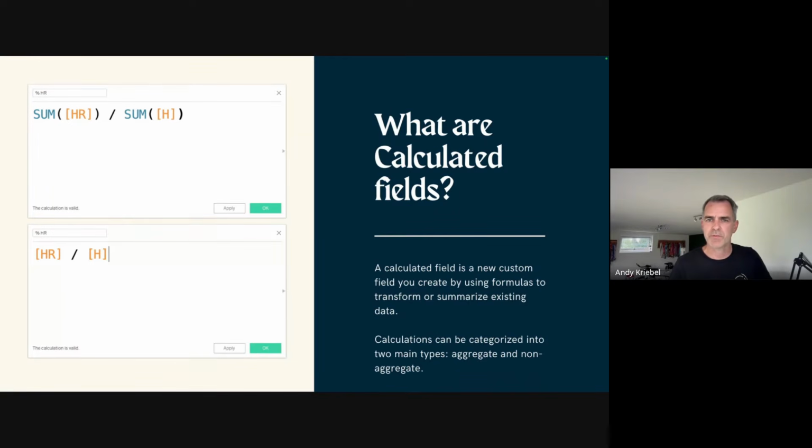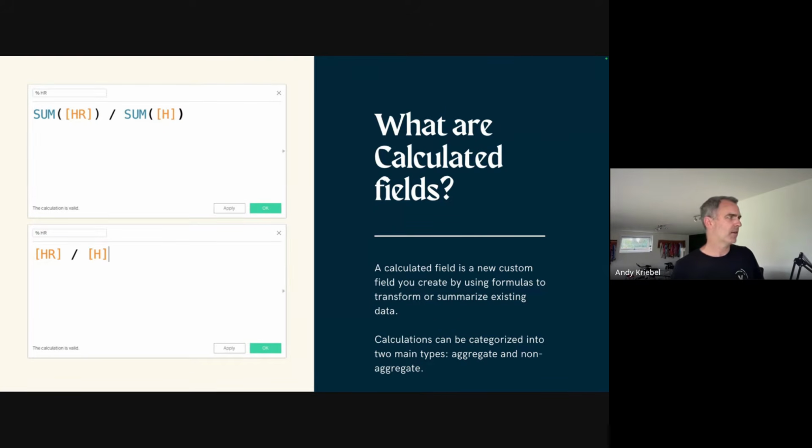Okay, any other questions before we move on to calculated fields? All right. So there's two different types of calculated fields, and they are basically fields that you create using formulas to help transform or summarize existing data. We're not talking about table calculations. We're not talking about LODs. We're talking about regular calculated fields, and they can be broken down into two types: an aggregate calculation and a non-aggregate calculation.